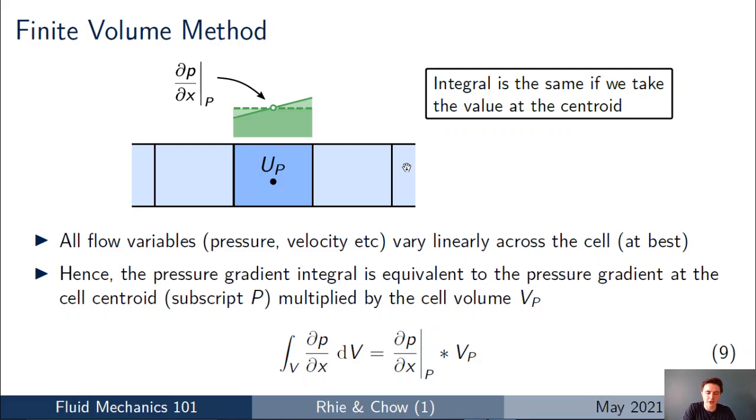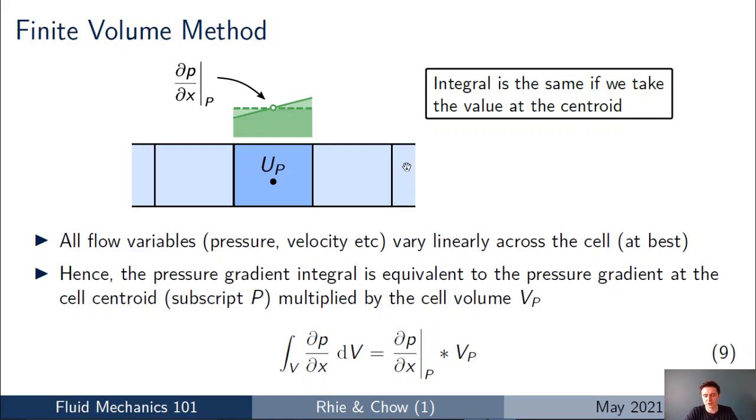So the area under the dashed line, which you can see there, equivalent to the value at the centroid multiplied by the volume, is actually equal to the integral over the straight solid line. You can see that as long as you take that value in the middle, it doesn't matter what the gradient is, the integral will always be the same.